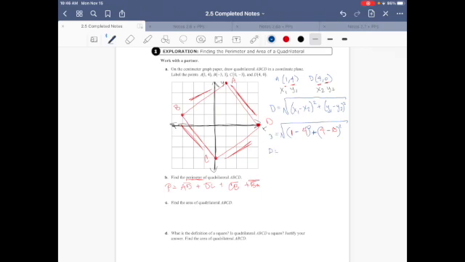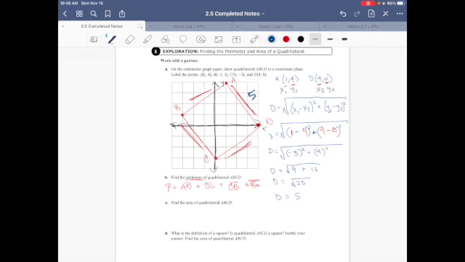So 1 minus 4 is negative 3. 4 minus 0 is 4. Oops, not 40, 4. We take them to the second power, and we get negative 3 times negative 3 is 9. 4 times 4 is 16. 9 plus 16 is 25. So the square root of 25 is 5. So the distance from A to D is a distance of 5, right on the money.